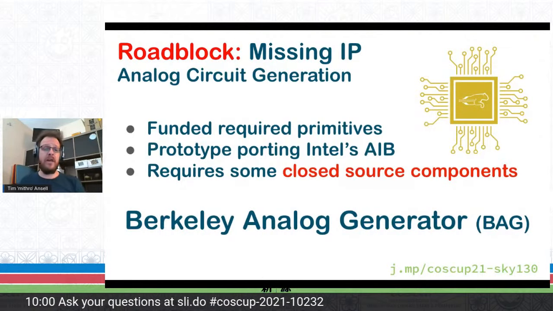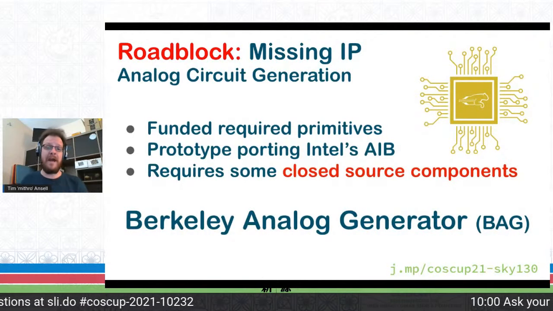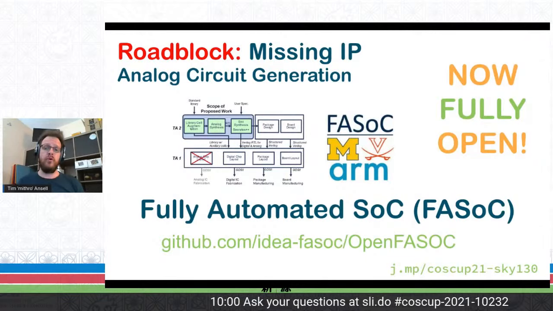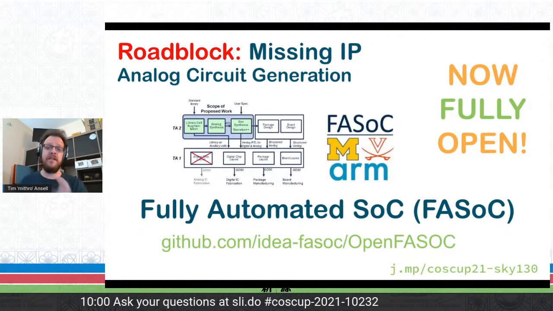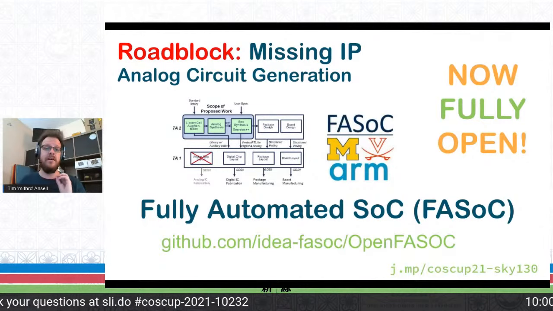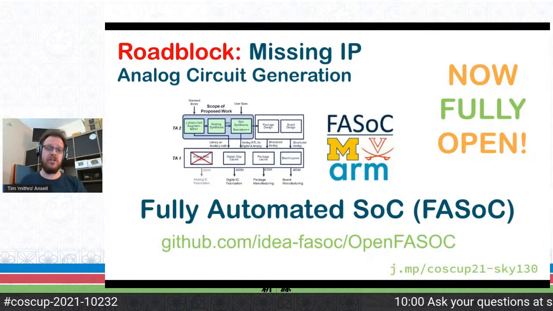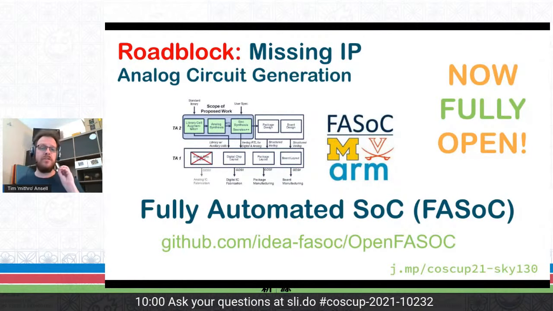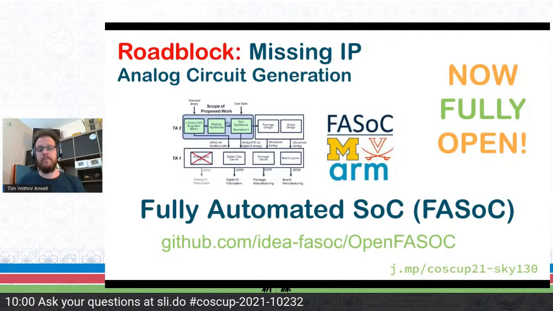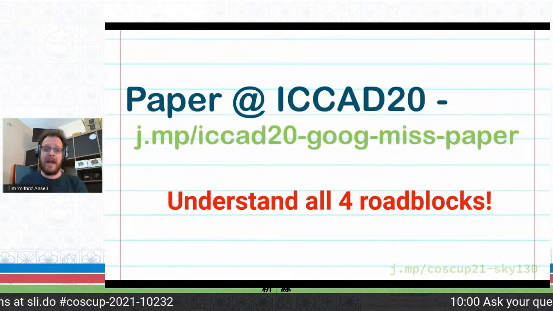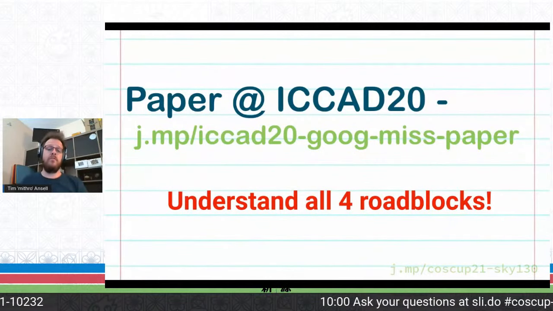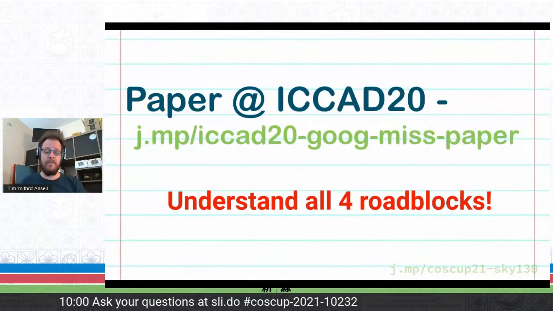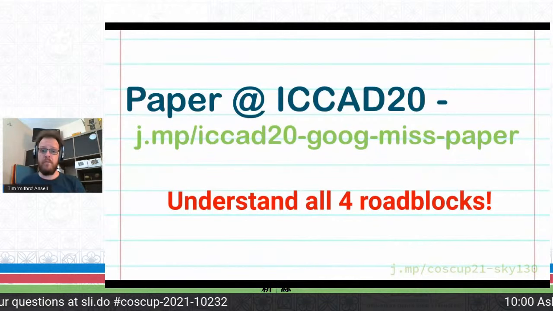One is working with Berkeley and the Berkeley Analog Generator, or BAG. We're also working with the University of Michigan around this tool called FASoC. It uses a different way of doing things that makes analog potentially auto-generated. And FASoC is really exciting because there's a fully open source version now. So just going back, if you want to get more details about all these things and dig into them deeper, go and see my ICCAD 20 paper and you can understand the four roadblocks.